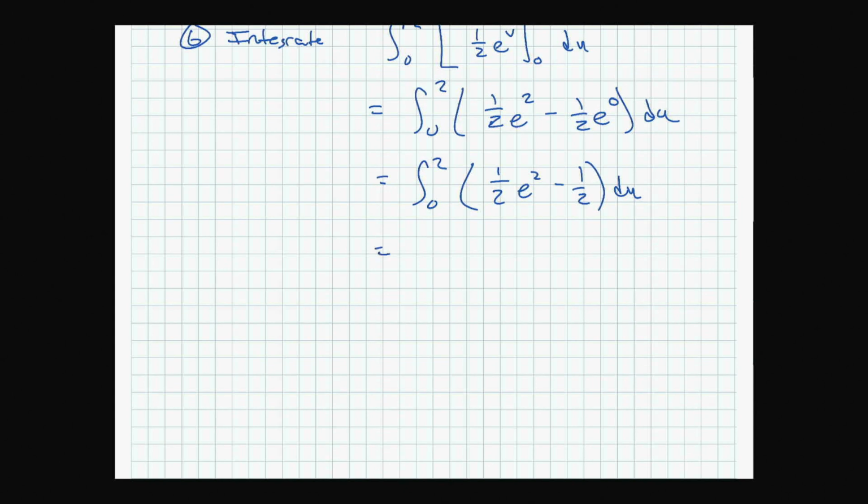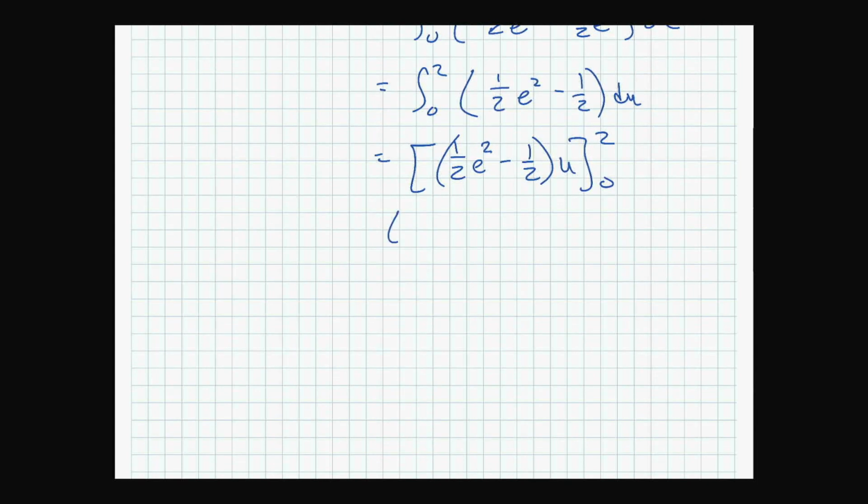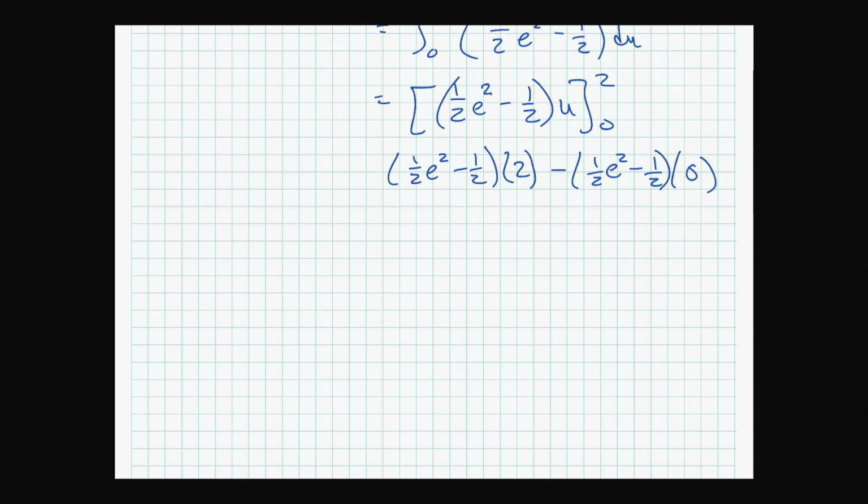So integrate. So we have 1/2 e to the 2 minus 1/2 u, 0 to 2, right? This whole thing is a constant now. So we put in a 2 for the u. So we're going to get 1/2 e to the 2 minus 1/2 times 2, minus 1/2 e to the 2 minus 1/2 times 0. So overall, we're just going to have these things multiplied out. It's going to be e to the 2 minus 1. So I think that's right.